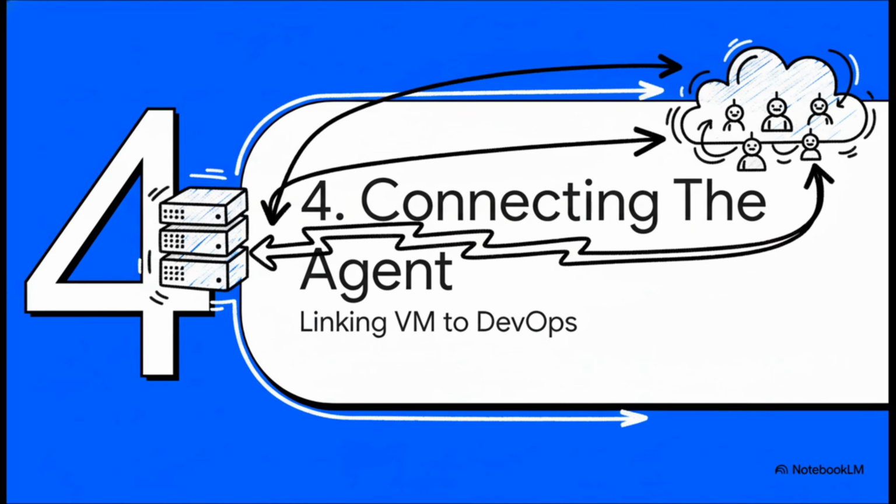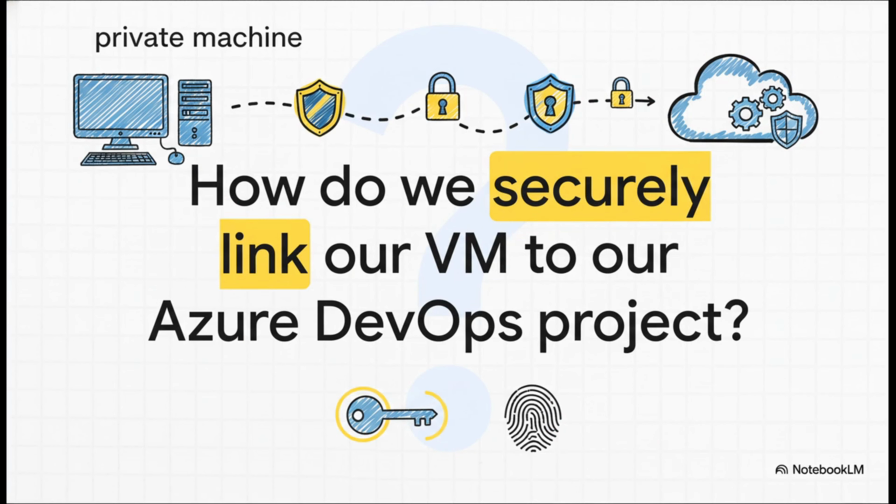Okay, so we've got our VM ready to go, and we have our agent pool set up in DevOps. Now for section 4, which is really the heart of the whole process, connecting the agent. This is where we create that secure link between our machine and the cloud. So the big question is, how do we do this securely? I mean, we can't just plug in a simple username and password, right? We need a modern, safe way to create a trusted connection between our private machine and our DevOps project in the cloud. Luckily, the process is a pretty straightforward 4-step dance.